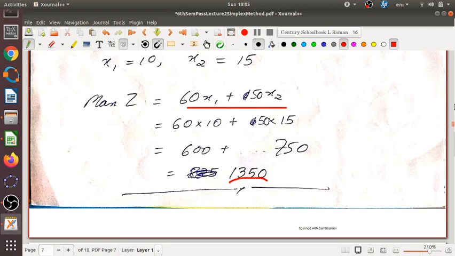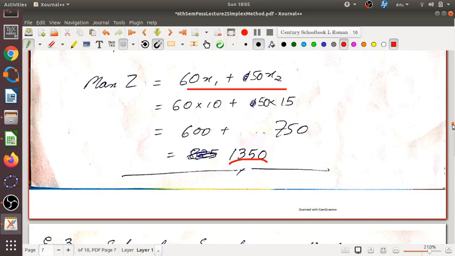So this was the first problem. We will also do another problem.